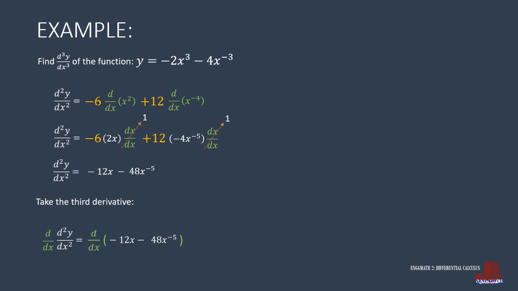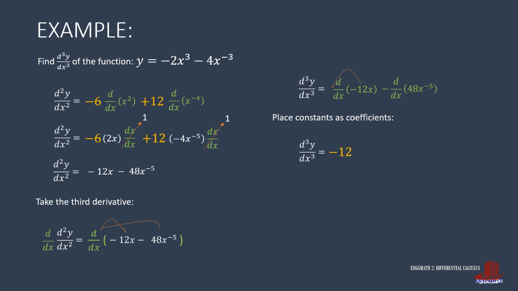We then distribute d over dx among the terms of the binomial and get the third derivative of y with respect to x as the derivative of negative 12x minus d over dx of 48x raised to negative 5. The following step is to take the constants from the d's, so the derivative now becomes negative 12 with the remaining term differentiated. Attach to this the constant 48 with d over dx of x raised to negative 5.